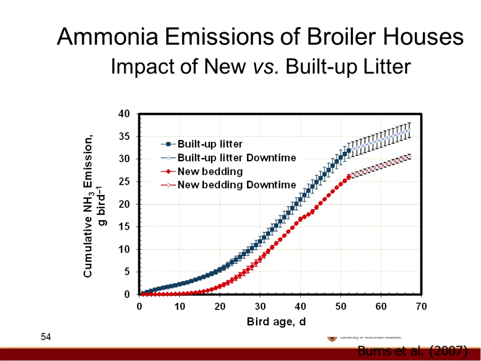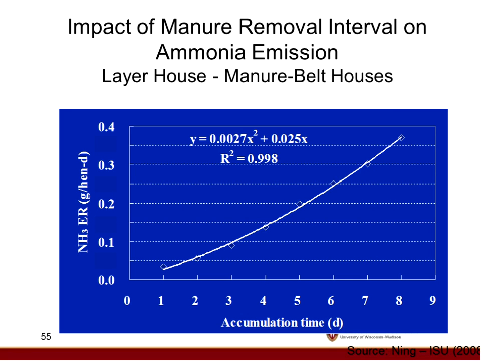So here's an example of cumulative emissions of ammonia. If we're reusing litter, we're starting at a higher level versus if we've got new bedding, we end up basically saving it down here just to reduce that ammonia emissions.